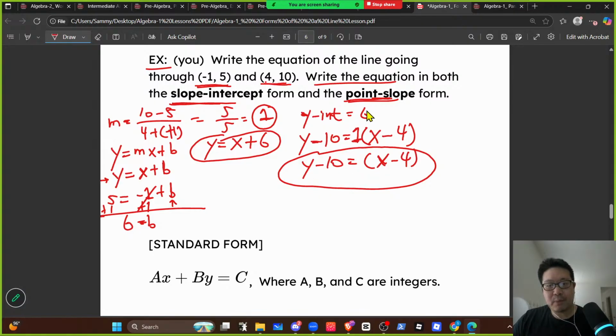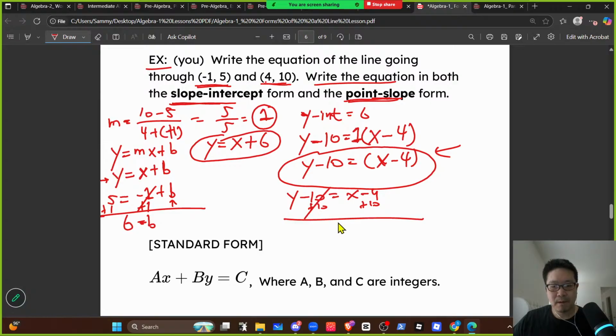So let's say you did the point slope form first, and now you have to get your slope intercept form. Well, all you would have to do is solve for y. So it would be y minus 10 equals x minus 4. I would add 10 to both sides. And what happens? I get y equals x minus 4 plus 10, which is positive 6. And that is our slope intercept form. Okay? All right, good.